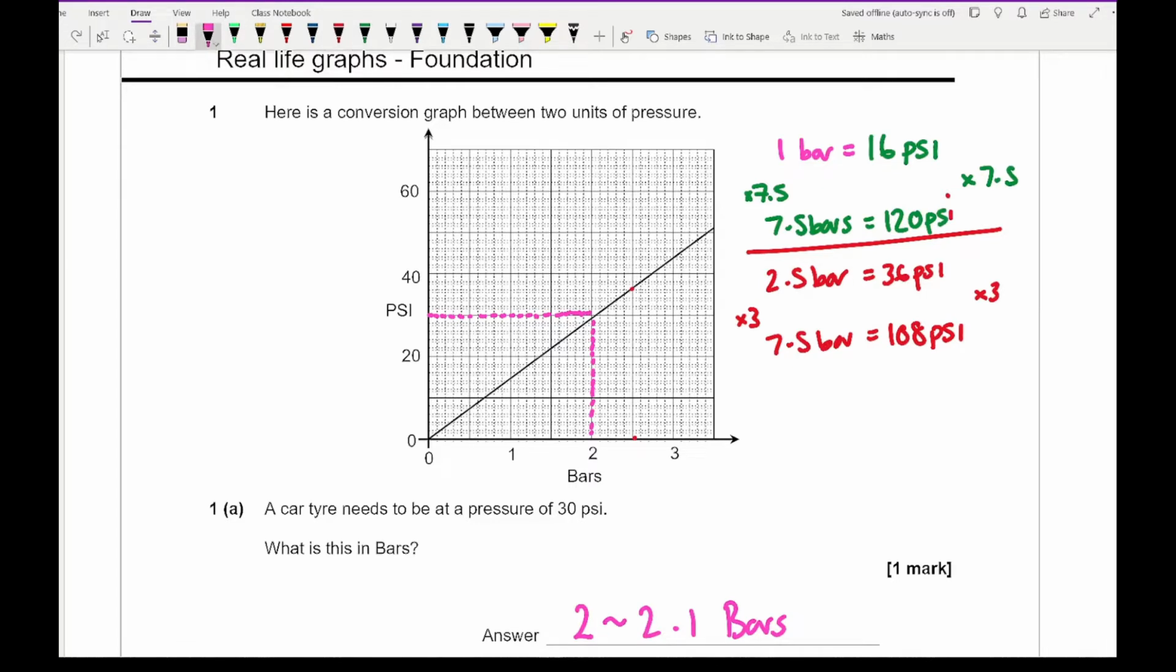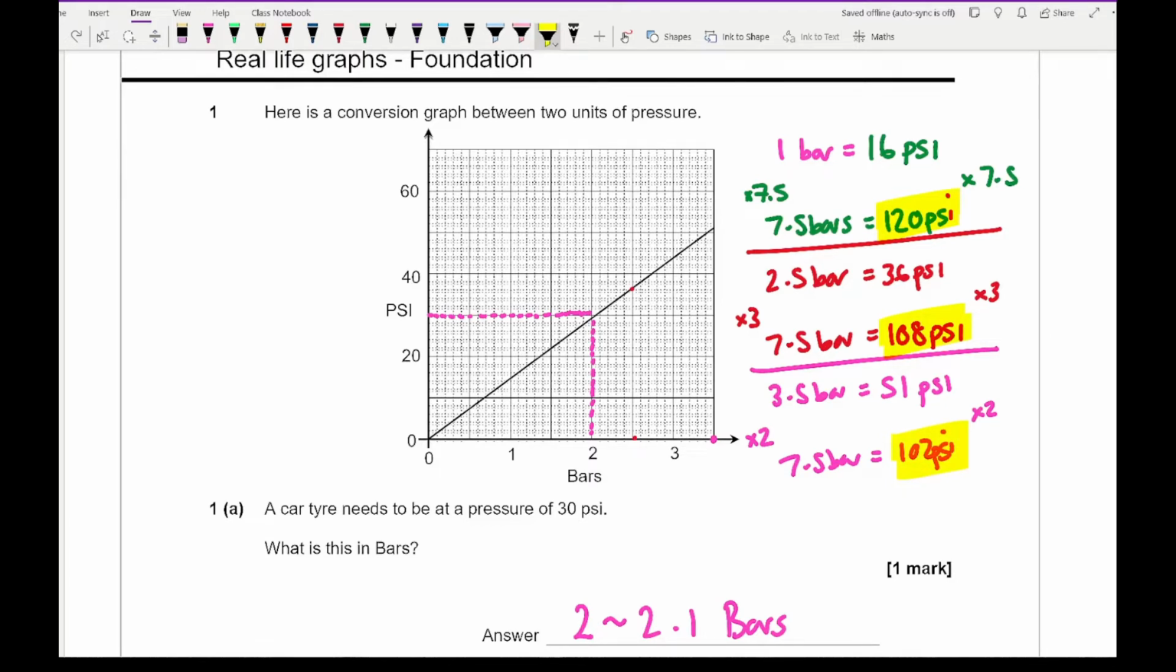Or what I could do is I could go for 3.5 bar, which is here, and I work that out to be around about 52, 51. So let's just go for 51 psi. So if I multiply that by 2, then I get 7.5 bar and 102 psi. So any of those answers, as long as you've used the graph to manipulate any of the numbers that we've got available on the horizontal axis to try and get 7.5 is going to be absolutely fine.